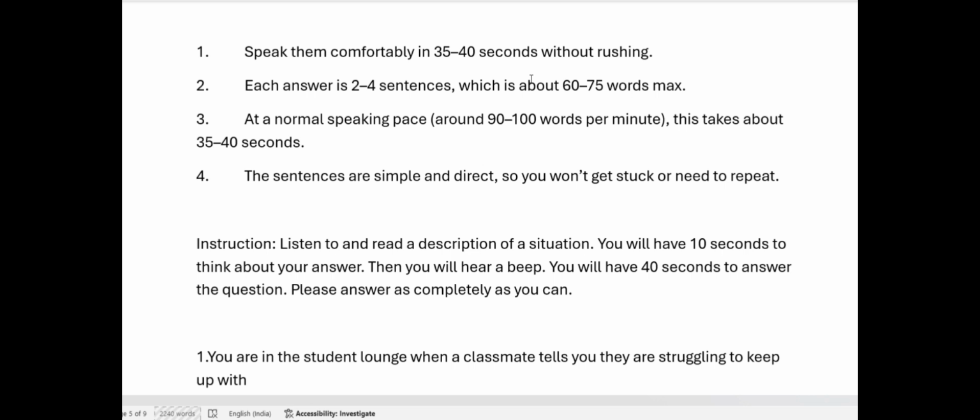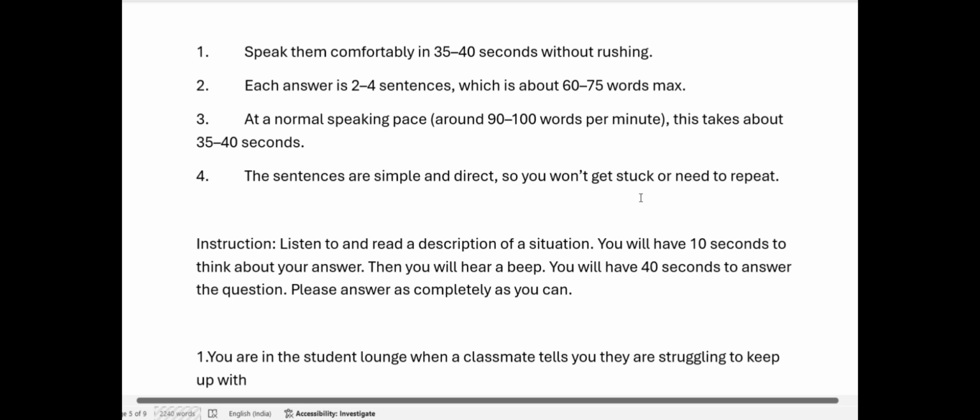The next part is try to keep your answers within 2 to 4 sentences, which is approximately 60 to 65 words or maybe a little less than that. At a normal speaking pace, which is around 90 to 100 words per minute, this takes about 35 to 40 seconds. The sentences which you are making, see that they are very simple and very direct. The best part of keeping this type of performance is you don't get stuck or need to repeat.